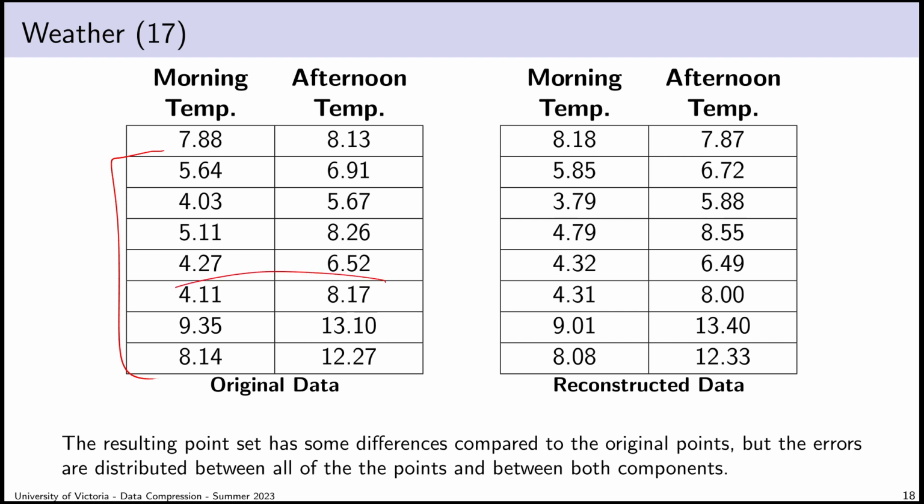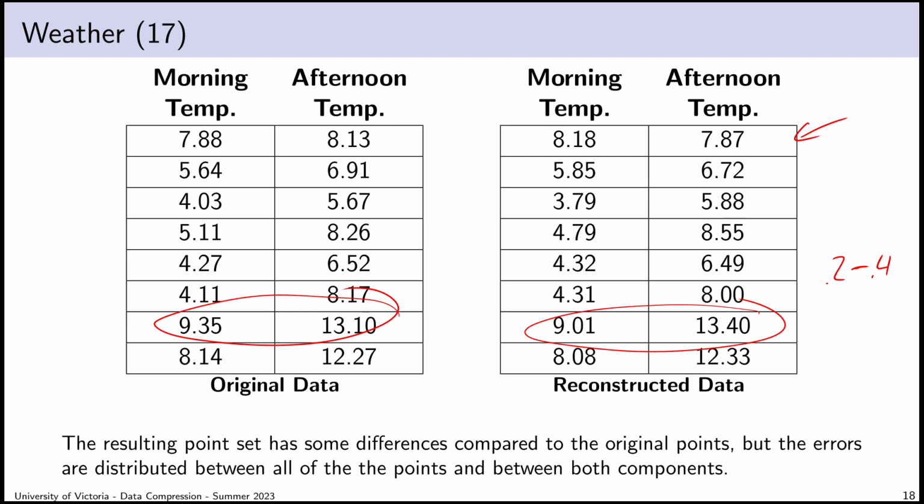We'll look at a couple more. So 4.1, 8.1, 4.3, 8.0. Yeah, again, on average, they're off by maybe 0.2, 0.3. 9.3, 13.10, 9.0, 13.4. So they're off by 0.3. It seems like on average, each row of the table is off by somewhere between 0.2 and 0.4, except for this one, which is sort of nasty. But in lossy compression, sometimes you have to sacrifice. If you're performing lossy compression, there will be times that you flatten out detail completely, or you get anomalies showing up. That's sort of the cost of doing business.